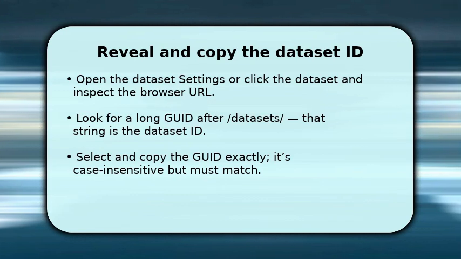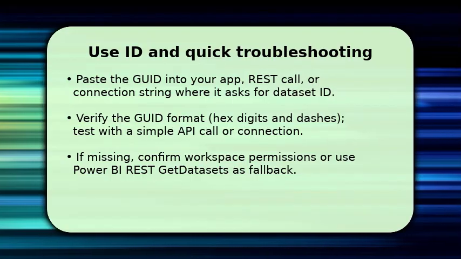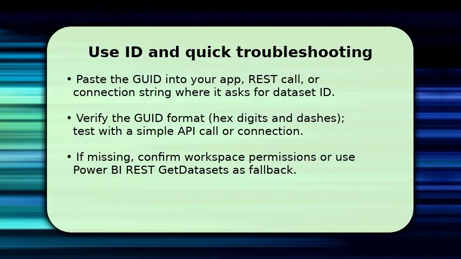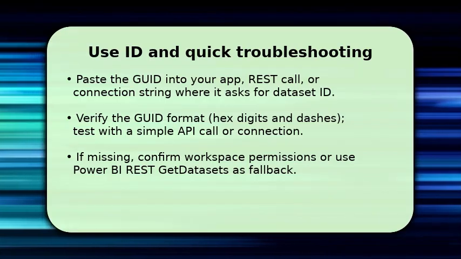Now paste the copied GUID into your target tool, connection, or REST request field labeled Dataset ID. Test immediately by refreshing a connection or issuing a simple Get Dataset call. Successful access confirms the ID is correct. If you get errors, double-check the GUID format and that you copied only the ID text.